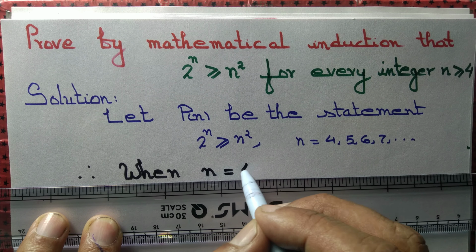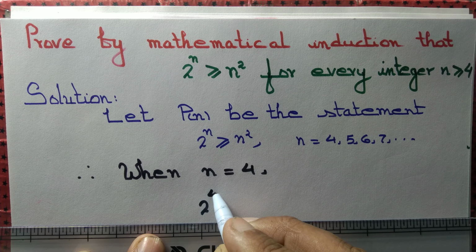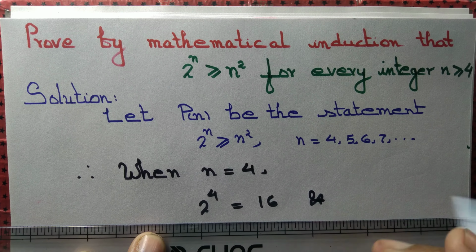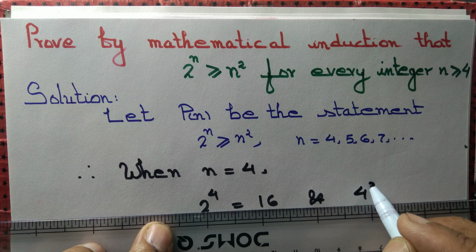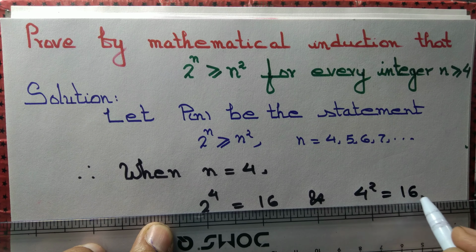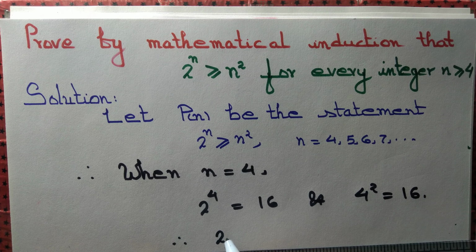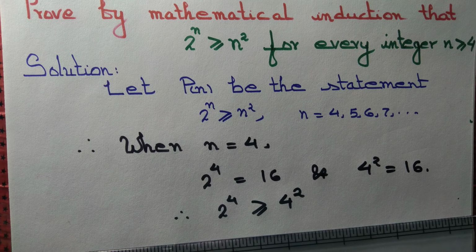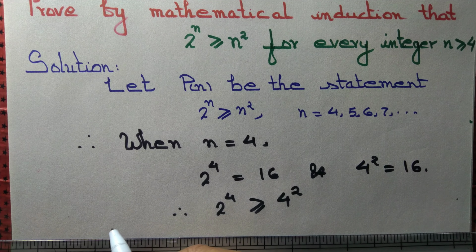when n equal to 4, 2 to the power 4 equal to 16 and 4 square is also equal to 16. Therefore, 2 to the power 4 is greater than or equal to 4 square. Is P(4) true? Yes.